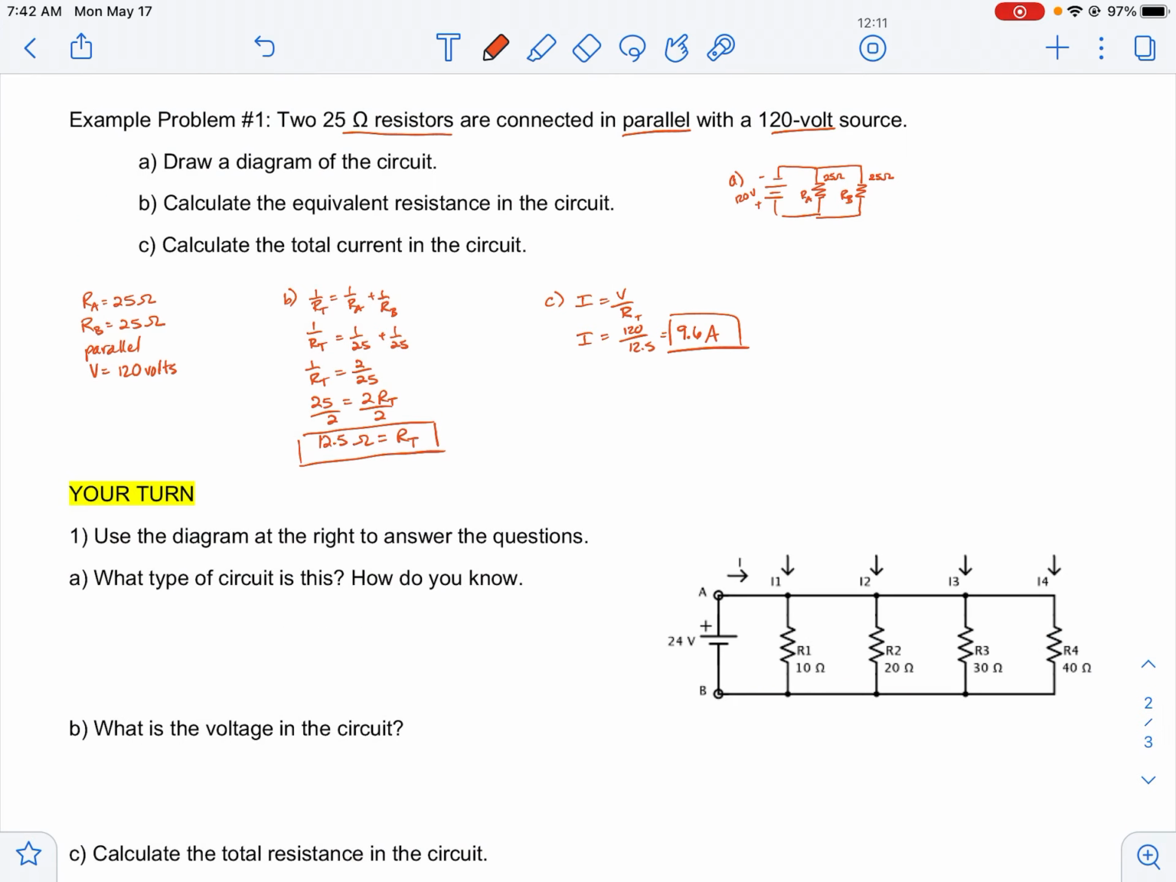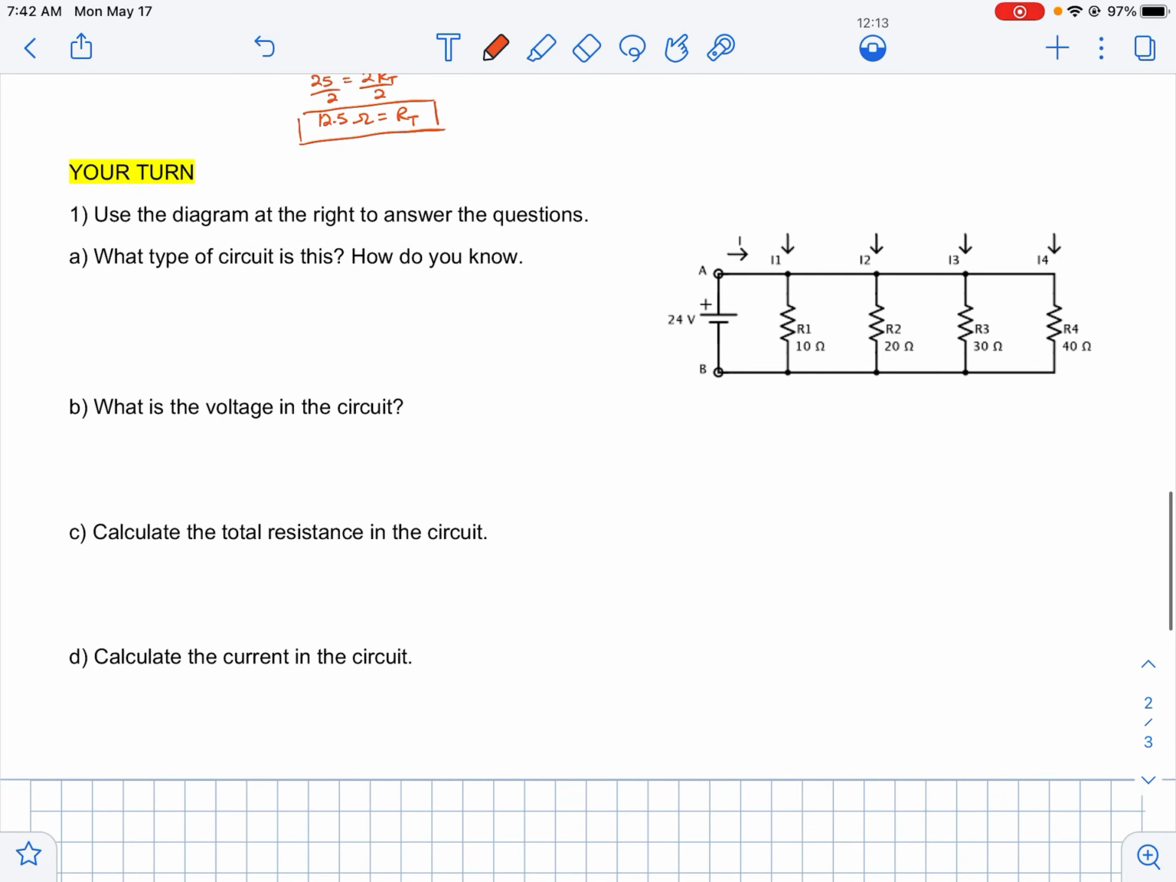All right? So here's the your turn. There are 4 parts to this, and I want you to make sure that you write down any questions that you have so we can talk about them in class next time. And I will see you soon.